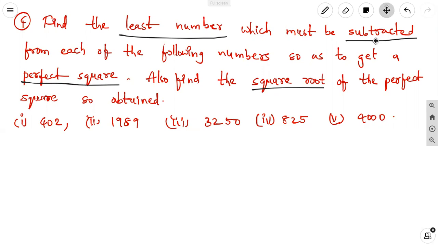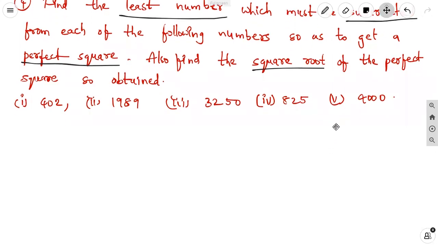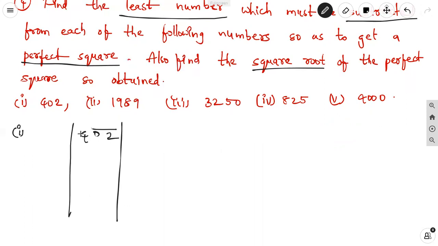First we can find the perfect square by the division method. Here the first one is 402. We make pairs of digits, from ones to tens, hundreds, like that. The 4 is a single digit, so put the bar over it. The nearest perfect square is 2 twos are 4. Here 2 will come as the quotient.